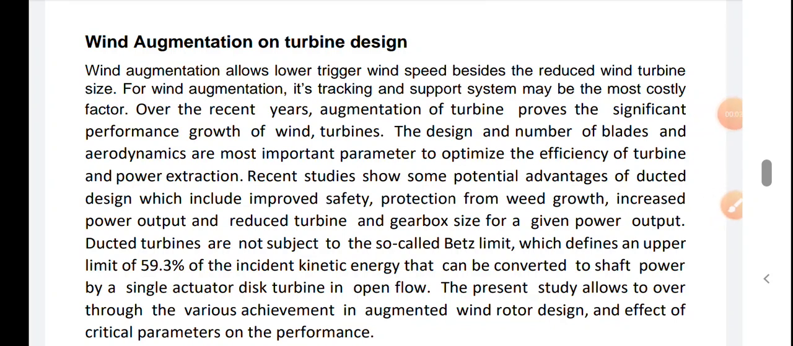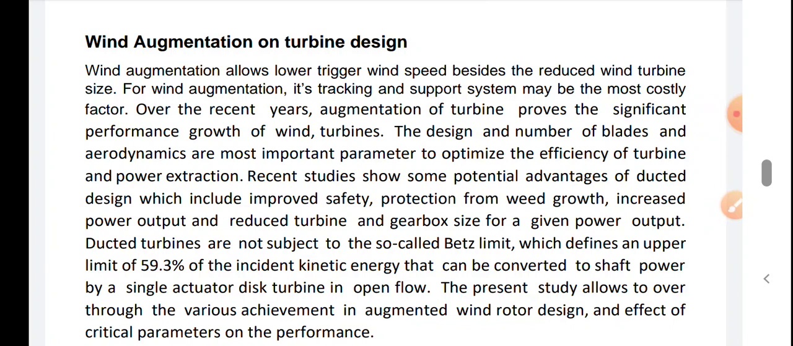Today we will discuss the augmentation and concentration which we are using in wind turbine design to increase its efficiency and reduce the cost, and also to increase the power output. So first we will discuss the wind augmentation on the design of the turbine.